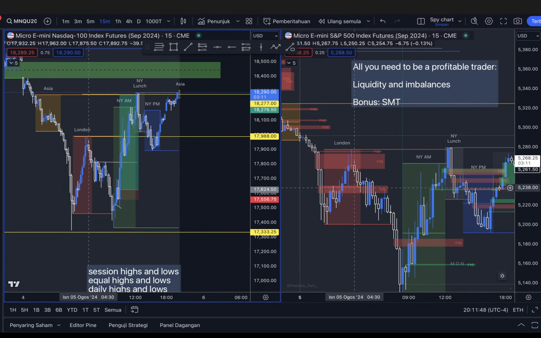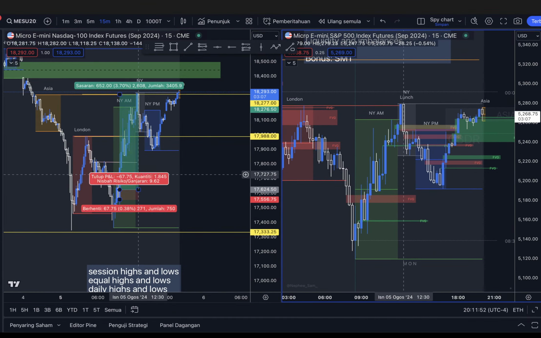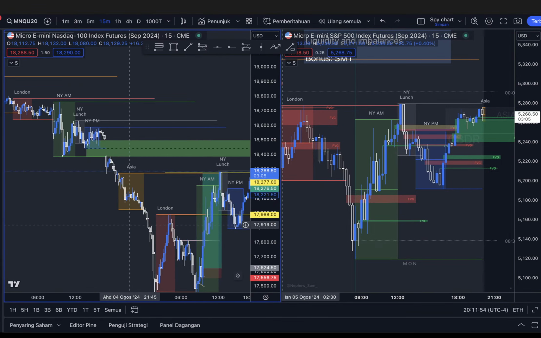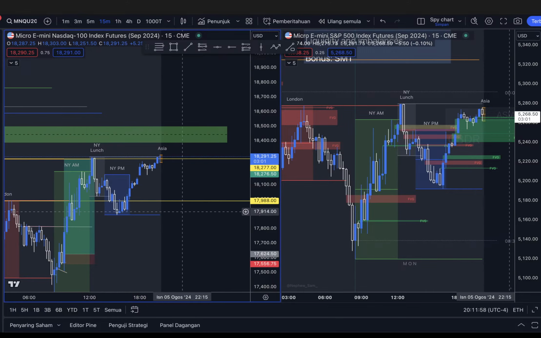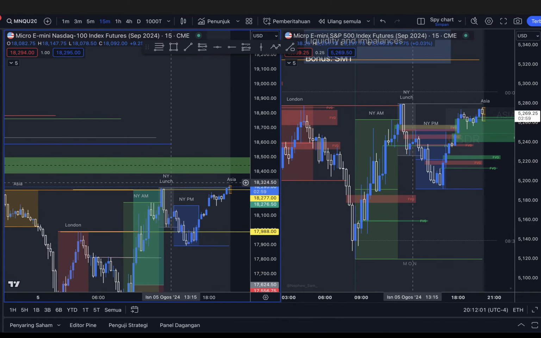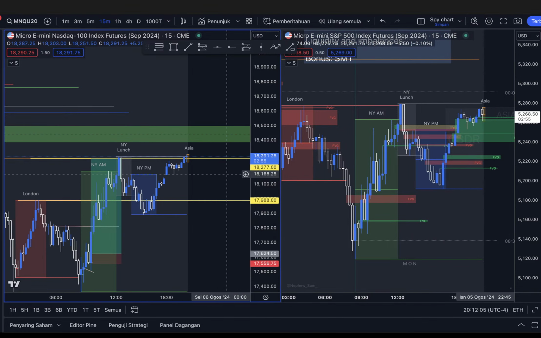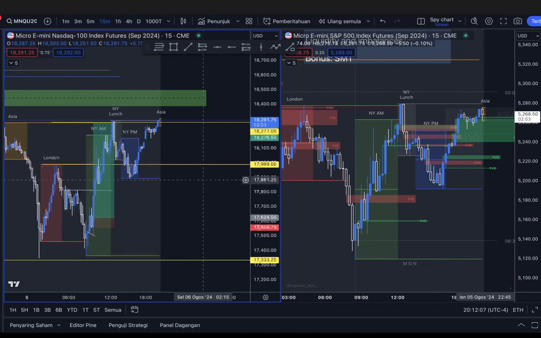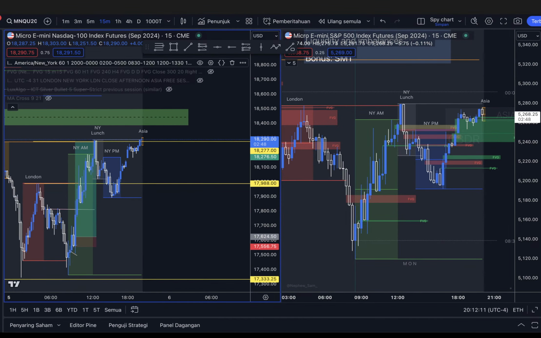Imbalances, session highs, session lows. This shows you also PM and New York lunch and all these things. Those are also important liquidities as well. They're their own sessions. So tomorrow we might come down, sweep PM, and then go higher or something like that, and not go all the way down to any other one. That's one of those indicators that I feel like is really good.